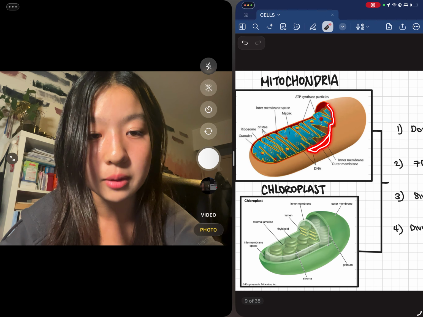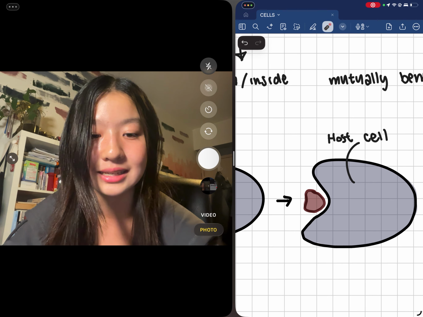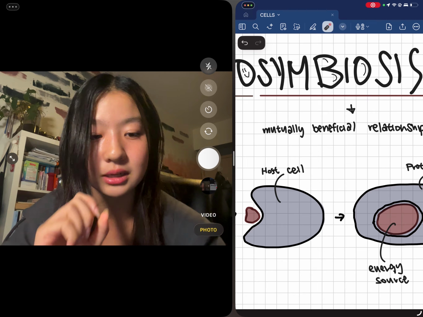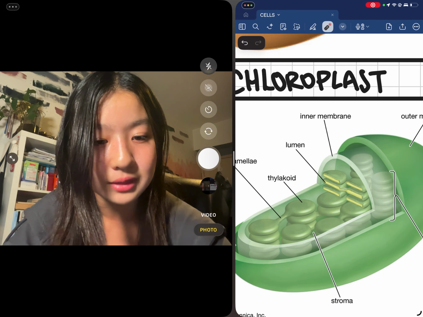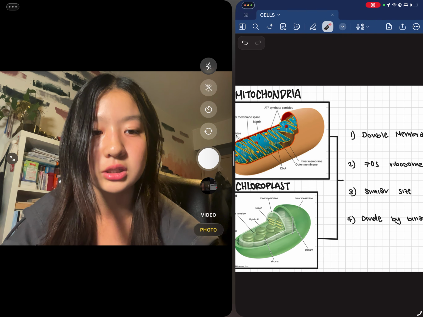They are both double membrane structures, and if we look back into this diagram, we can see that as these smaller prokaryotic cells are being engulfed, they naturally form a double membrane surrounding them, and both of these structures have these double membranes. Here you can see that, that's your double membrane structure.